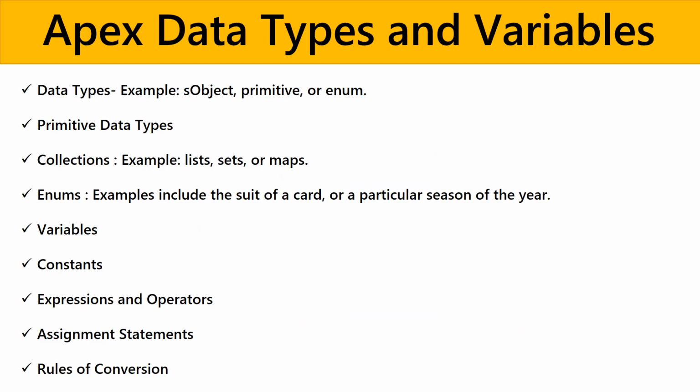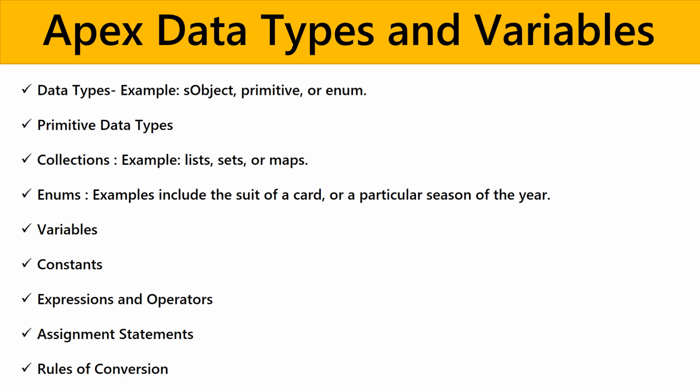Apex uses data types, variables, and related language constructs such as enums, constants, expressions, operators, and assignment statements. Data types. In Apex, all variables and expressions have a data type, such as S-object, primitive, or enum. Primitive data types. Apex uses the same primitive data types as SOAP, except for higher precision decimal type. In certain cases, all primitive data types are passed by value. Collections. Collections in Apex can be lists, sets, or maps.